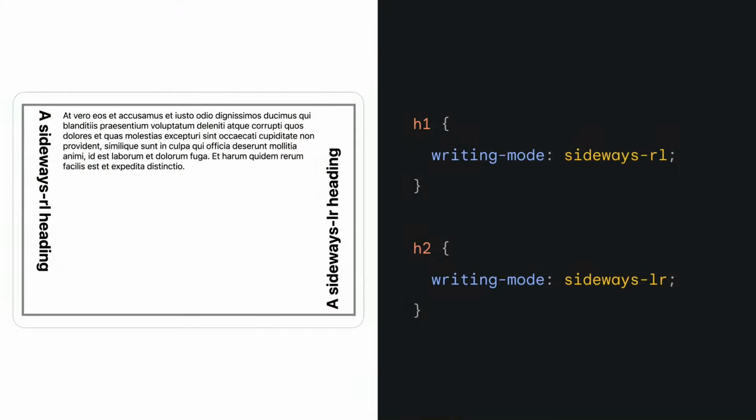Now, while those vertical-rl and vertical-lr values let languages that are traditionally written vertically be displayed correctly, they do cause some issues if you want to use them in a horizontal language just for display purposes. So if you want to create the common sort of magazine layout where you've got a vertical heading and then the text next to it, that's a kind of presentational use of the values. And that's where you're going to want sideways-rl and sideways-lr.